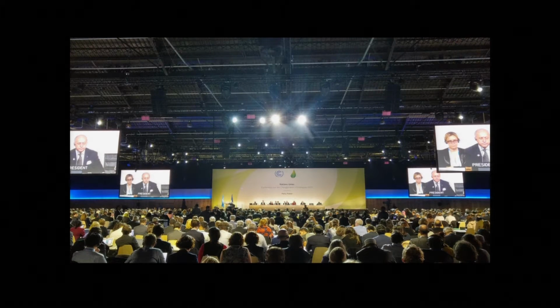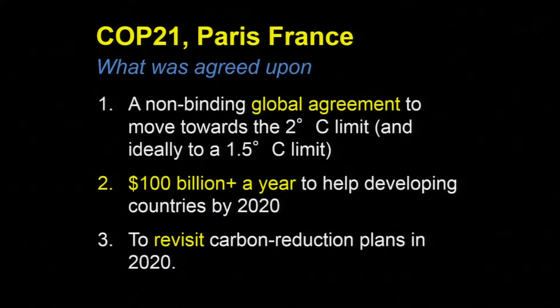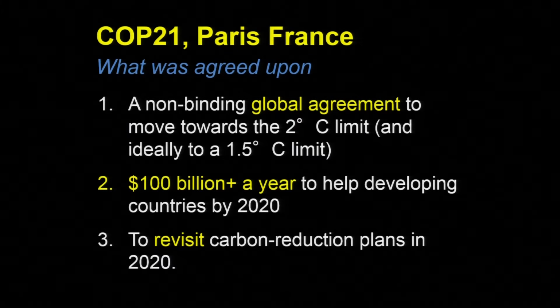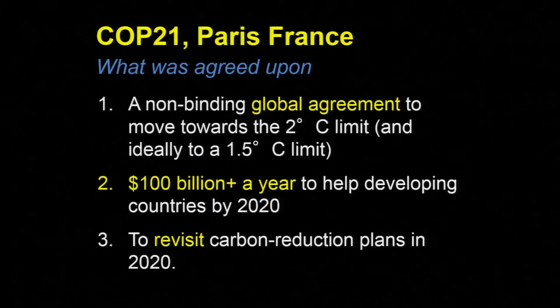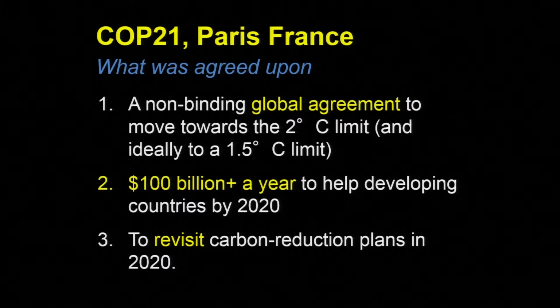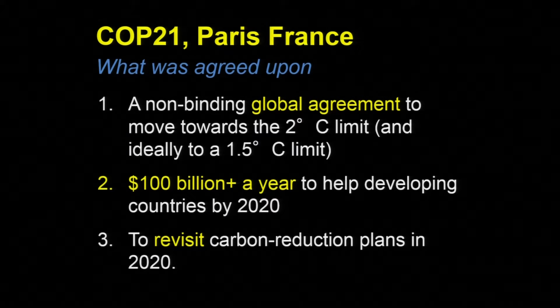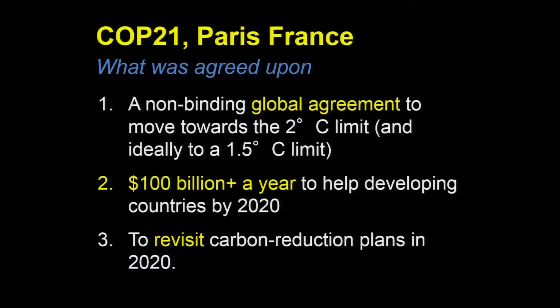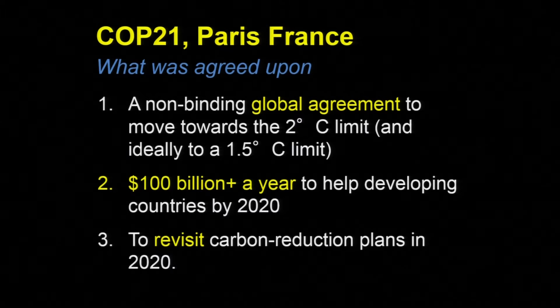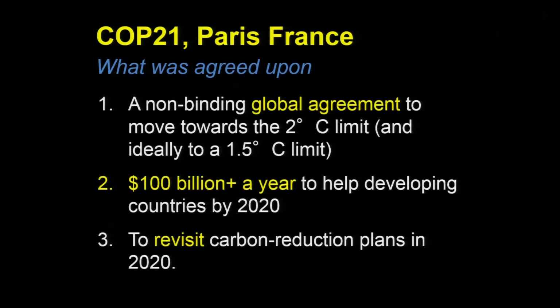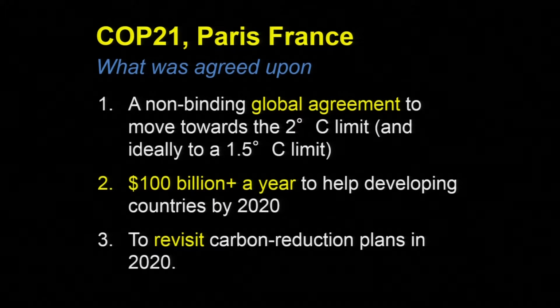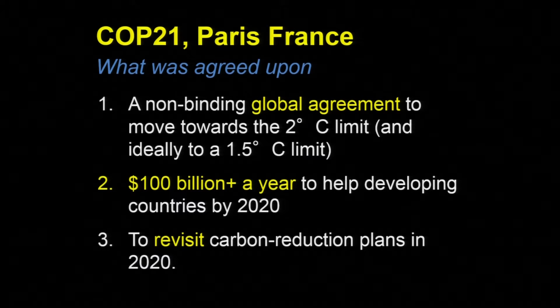So at COP21, leaders in the world got together and said, we have to do deep decarbonization, and concluded a non-binding agreement to move toward the 2 degree centigrade limit, and ideally to a 1.5 degree centigrade limit, because scientists will tell you 2 degrees centigrade is miserable. We really have to keep ourselves at 1.5 degree centigrade. Another thing is we transfer $100 billion a year to help developing countries by 2020. That's an easy part, because global economic activity is to the tune of $100 trillion. This is 100 billion. It's a tiny little amount of money, one part in 1,000. And by 2020, we'll revisit carbon reduction plans.